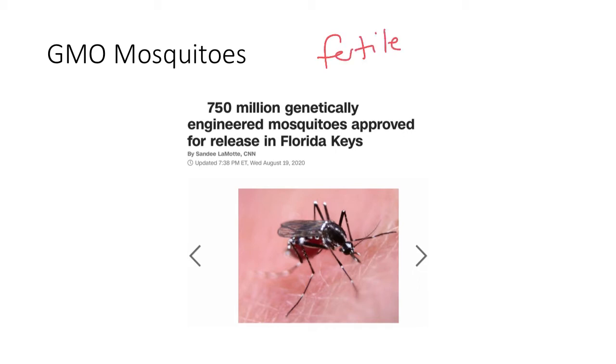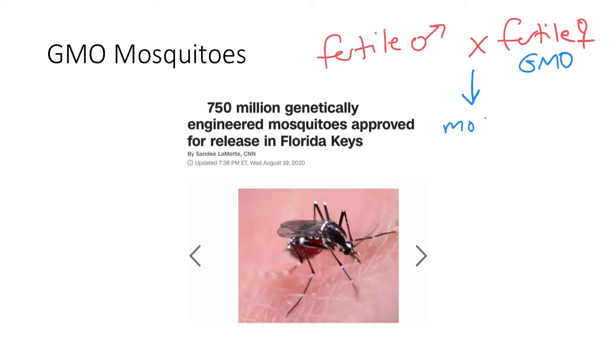So the idea is you have a fertile male and you mate them with a fertile female, but one of those is a GMO. So for example, if they released fertile female mosquitoes into the wild and they found the fertile males to mate with, that genetically modified organism means that mosquitoes, their offspring, get produced, but they're sterile.